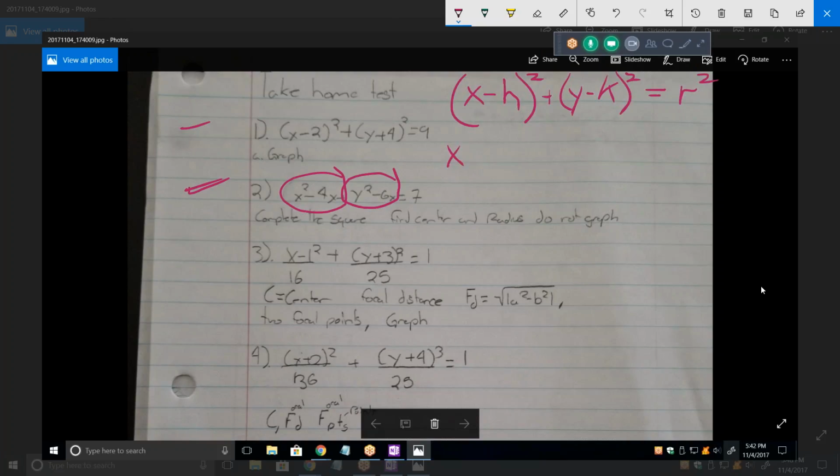So here's what I'm talking about. I'm going to combine the x terms, I'm going to put parentheses around it, and I'm going to leave a little room here because I'm going to complete the square by adding a number into there.